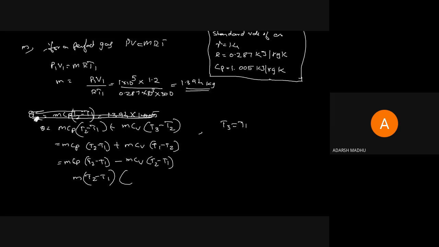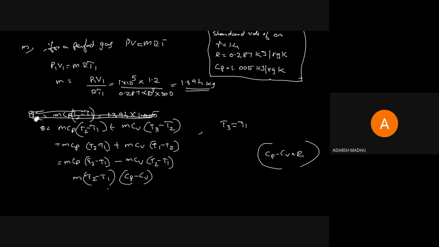The remaining value is Cp minus Cv. We took M into T2 minus T1 outside, and the remaining equation is Cp minus Cv. What is Cp minus Cv? Anyone? The R value. Okay, Cp minus Cv equal to R.